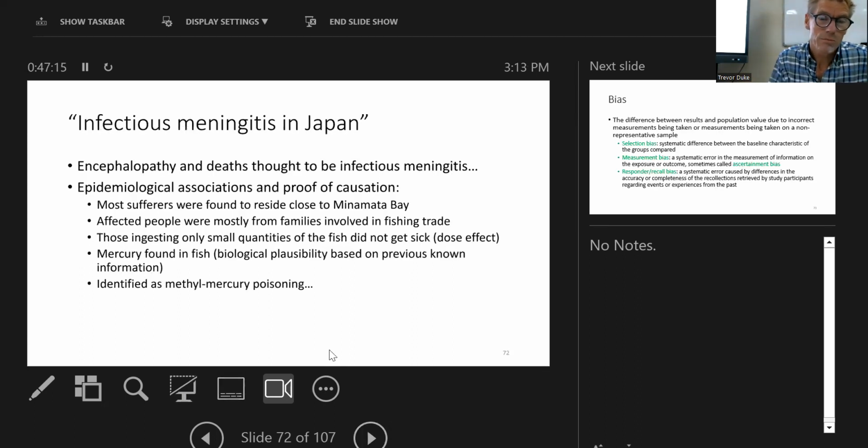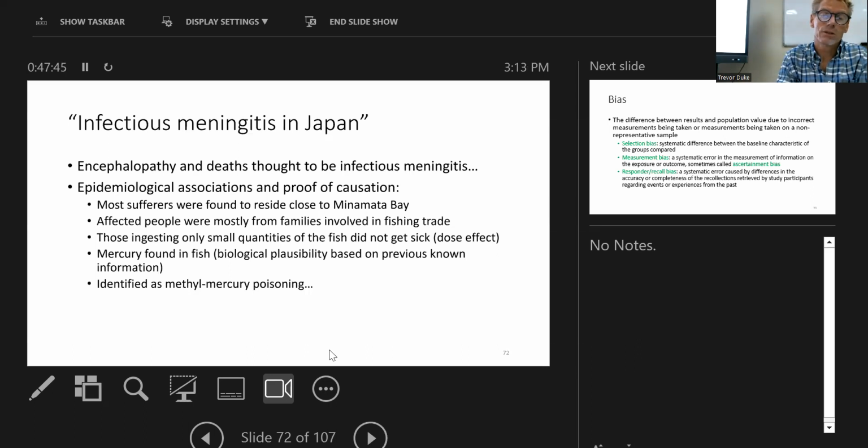Yeah. So there's a very famous condition that occurred in Japan back in the 1960s, and only a case control study could identify this. Many people in the early 1960s around this place called Minamata Bay were dying from what was thought to be infectious meningitis.